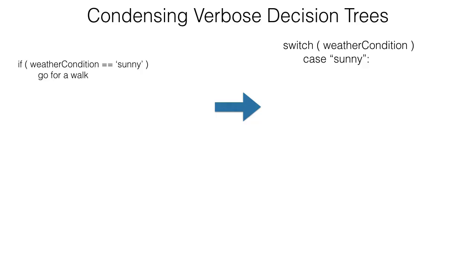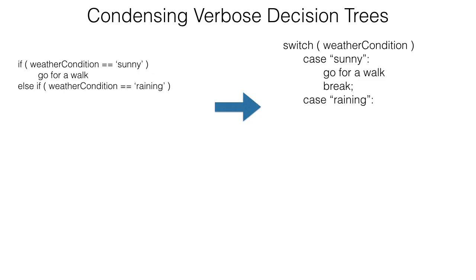Ready? So go for a walk. And I put that in. I'll explain the break here in a moment. So here's the other else if, and I put another case. So the weather condition is equal to some value. It comes down and it checks. Am I equal to sunny? Nope. Am I equal to raining? Well, if I am, then I'll dance in the rain.